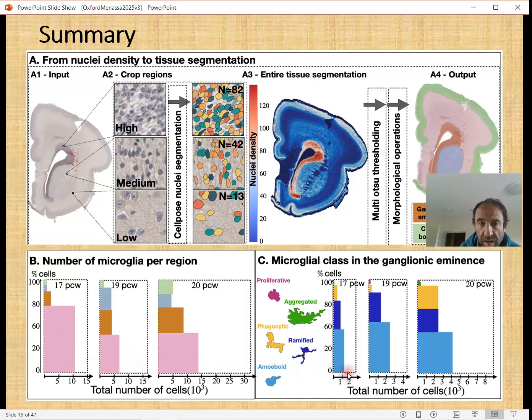At the same time, you can look at the microglia classes in a given region. So here we chose the ganglionic eminence, but in the paper we also show the other regions, and see what is the total number, which is shown here, and here we represented on the y-axis the percentage of the cells. So you can see that the amoeboid was predominant, followed by ramified, and then phagocytic.